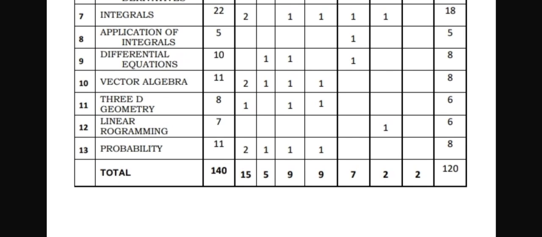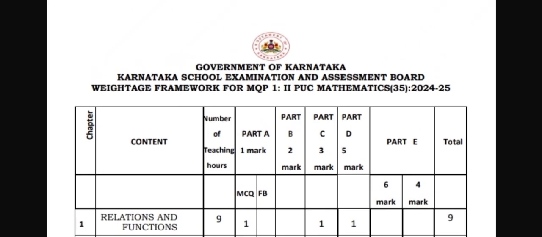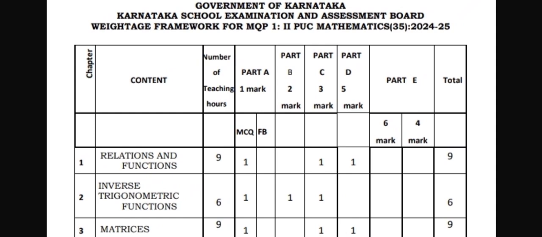From this much, all the questions will be covered. The weightage of the question paper will be 120 marks. This is the overall framework of the second PUC mathematics subject.